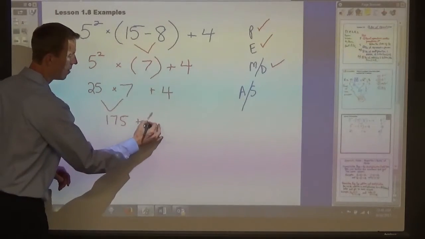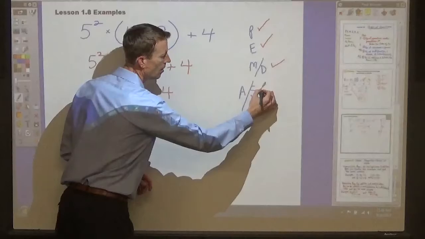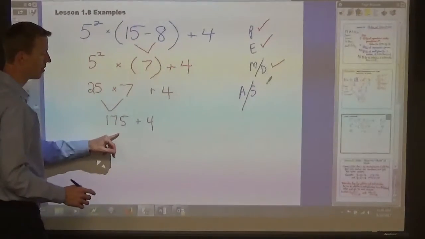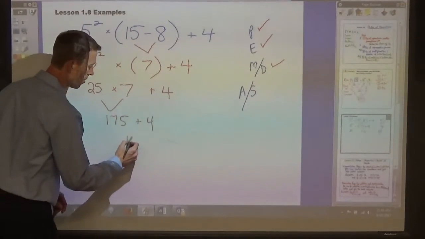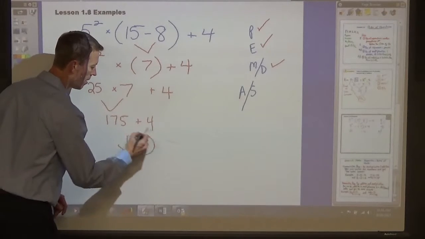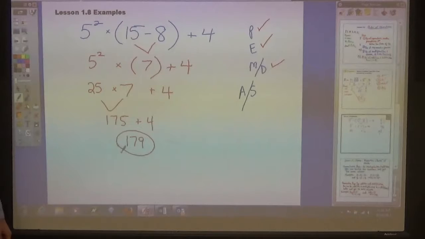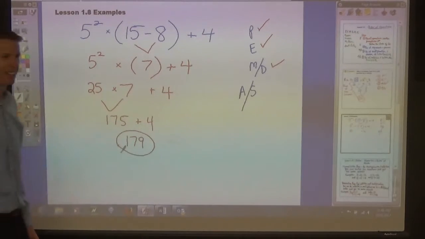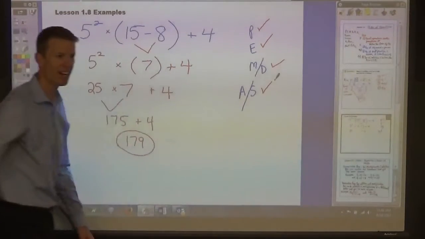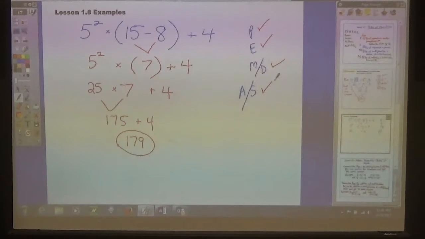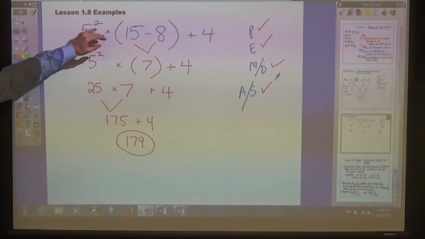Then, add the 4. So we're done with multiplication and division. Add the 4, 179. And always circle your answer at the bottom. Okay. 179, isn't it?